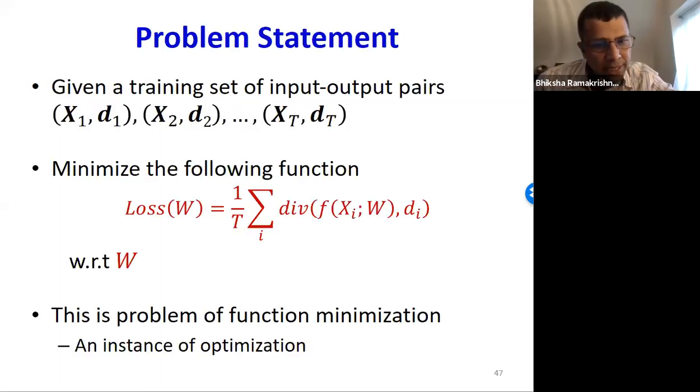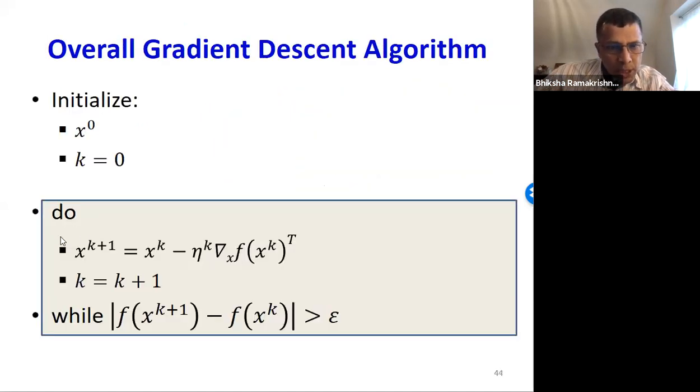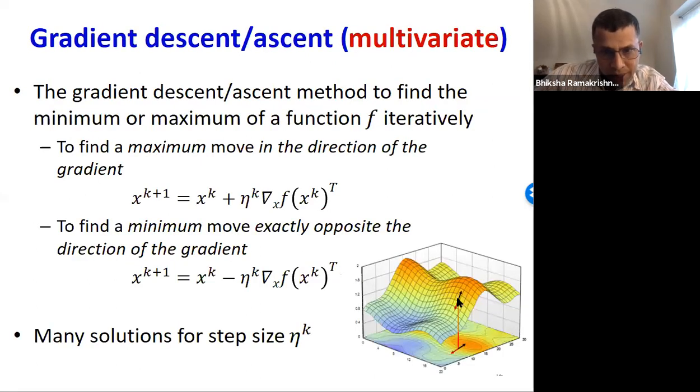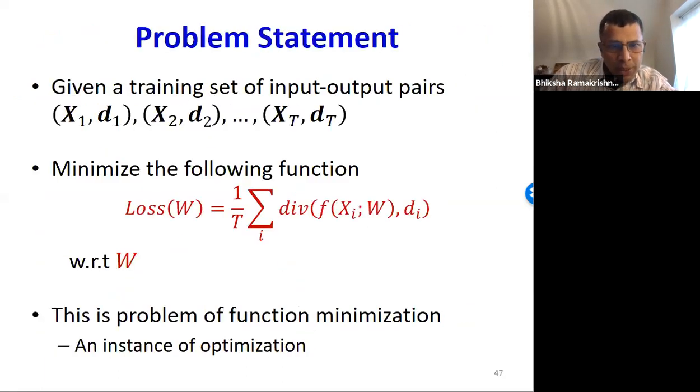So here's our problem statement again. We are given a set of training points. We've defined our loss function. We're back to training our neural networks. Our loss function is the average of the divergences at these training points. We want to minimize this loss with respect to W. This is an instance of function minimization. And so we're going to use the simple gradient descent rule. Why gradient descent? Because you're always descending down the gradient, right? At each point, you're computing the gradient and you're descending down the gradient. So it's called the gradient descent rule. And we will use it to optimize this.